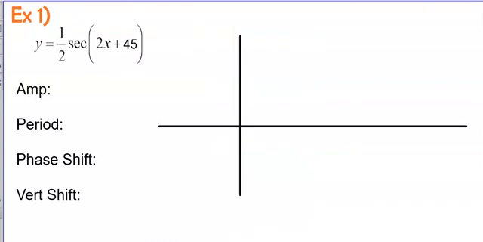All right, so let's hop into an example here. If we were following through with the steps I went over a couple slides ago, first thing we're going to do is identify whether it's a secant or a cosecant, and we're going to sketch its reciprocal. So secant is a cosine graph. So we're going to start by sketching basically the same exact thing except replacing secant with cosine. So y equals 1/2 cosine (2x + 45 degrees).